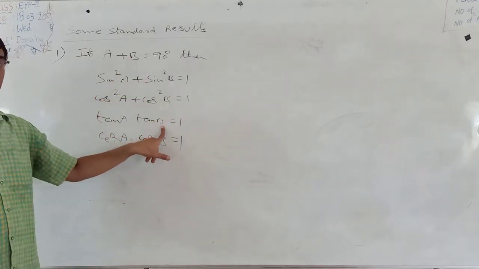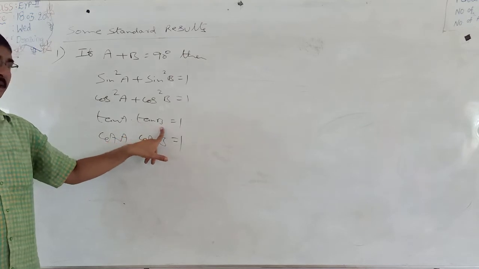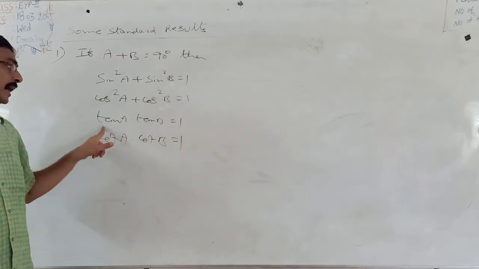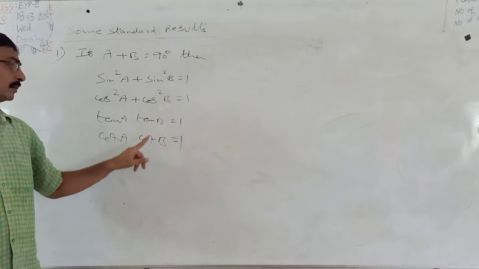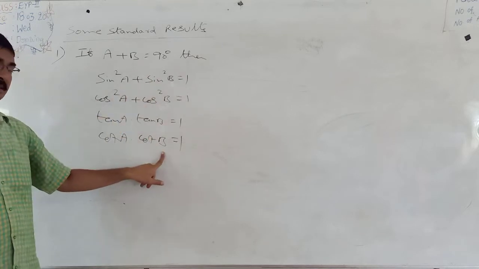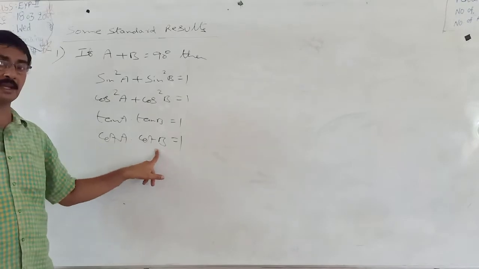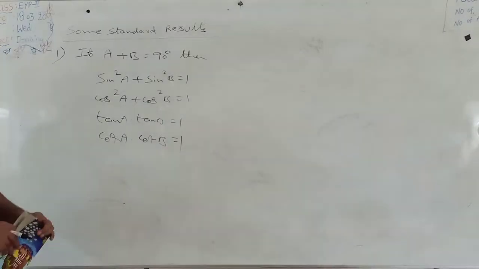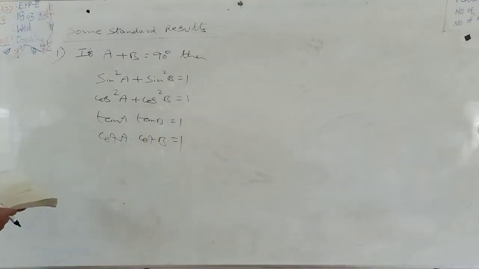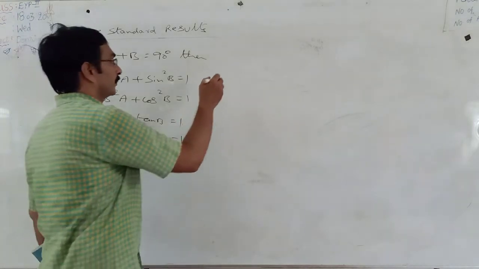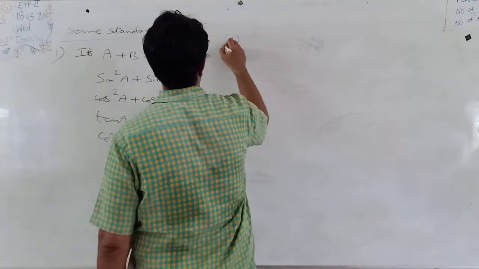If b is 90 minus a, tan of 90 minus a is cot a. Tan a into cot a value 1. If b is 90 minus a, cot of 90 minus a is tan a. Cot a into tan a equal to 1. This is the first standard result. See the problems based on this one.